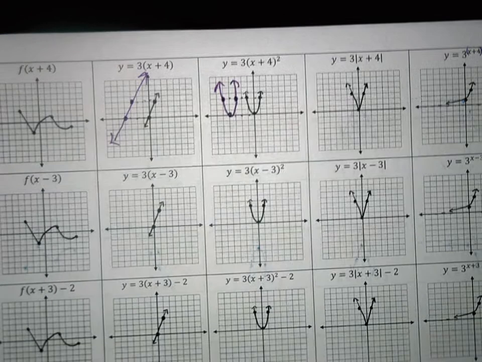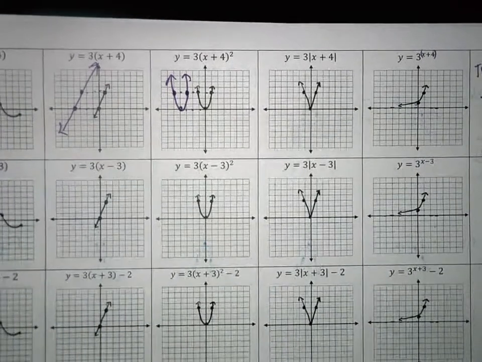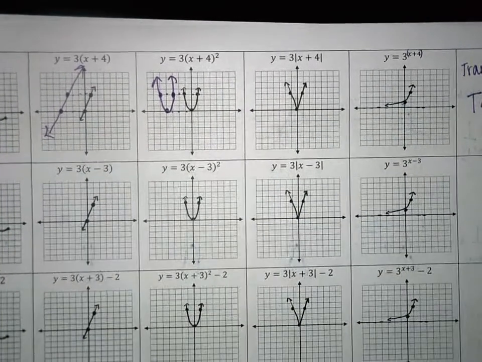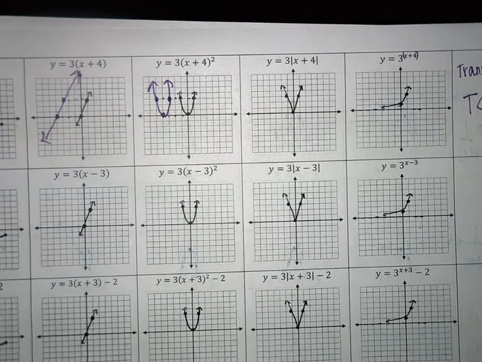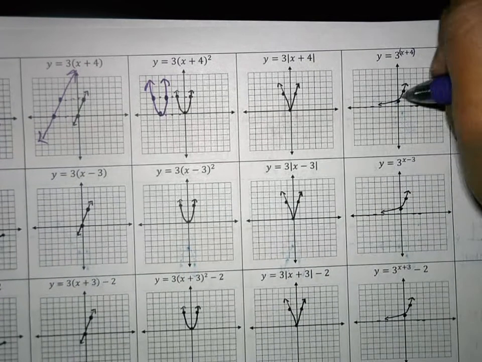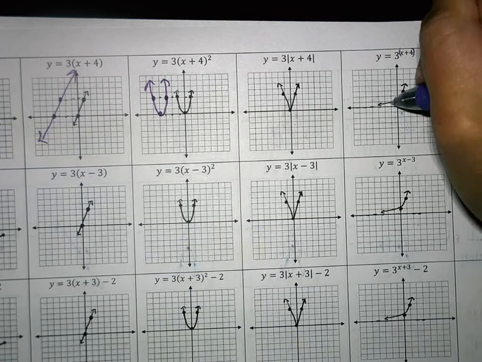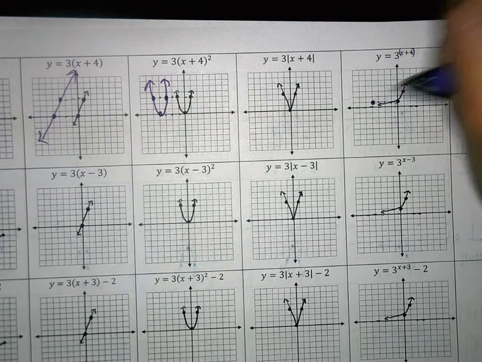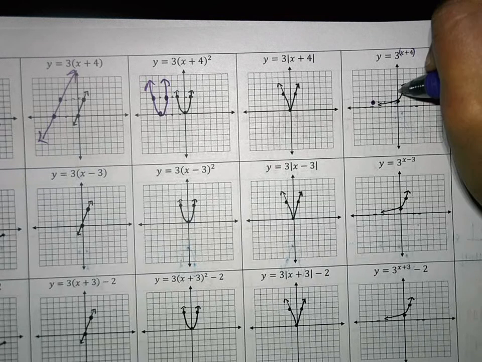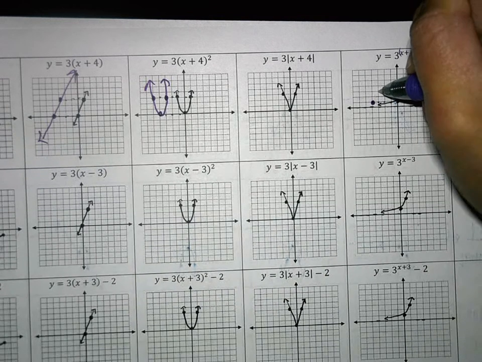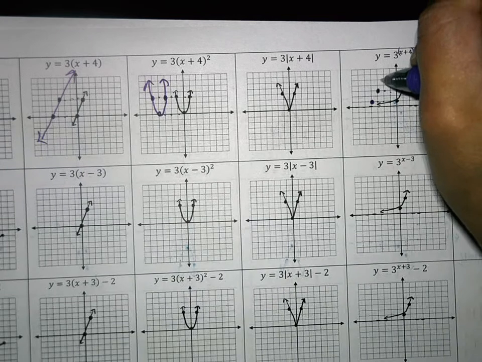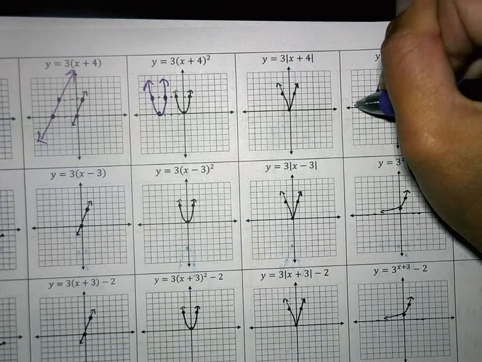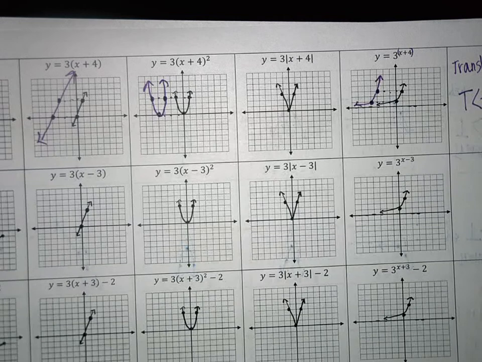Now, if you go over to our exponential function, will the asymptote change on this one? No. So let's go ahead and translate this one. So we're going to go left 1, 2, 3, 4. So the asymptote is still there. Again, it has just moved left. Any questions?